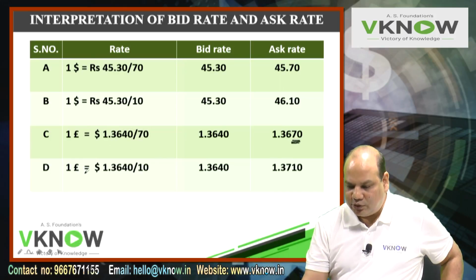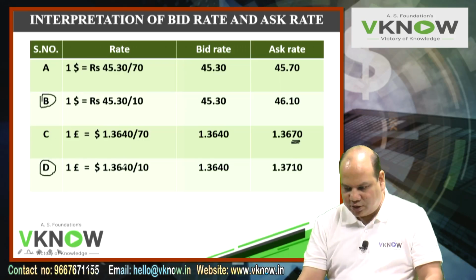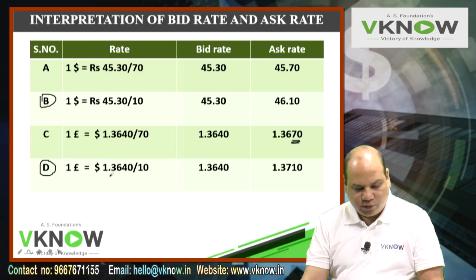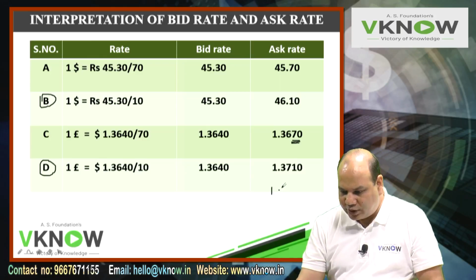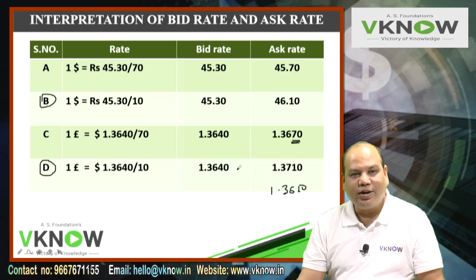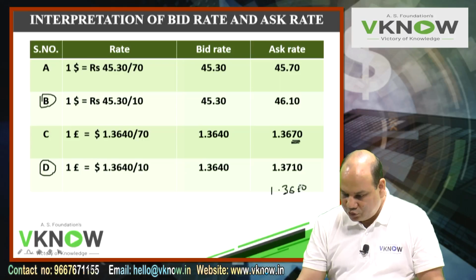And then D, £1 is equal to, like this point number B, this is also a bit complicated. People who don't know the convention can make a mistake here. £1 is equal to $1.3640 slash 10. Now if you write like this, the ask rate is 1.3610, which is lower than the bid rate. Again, the bank will become bankrupt if they give such a quotation. So you will have to increase this number.